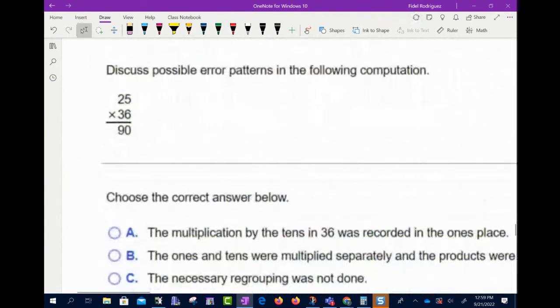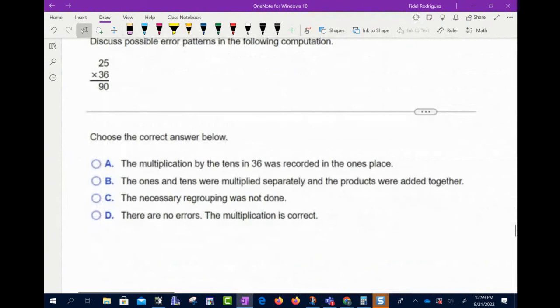Okay, let's take a look at the next problem that I got here. It says, discuss possible error patterns in the following computation. Okay, so let's take a look-see here, y'all. I got 25 and 36. Okay, they're saying the answer is 90. Let's see if we know if that really is the case.